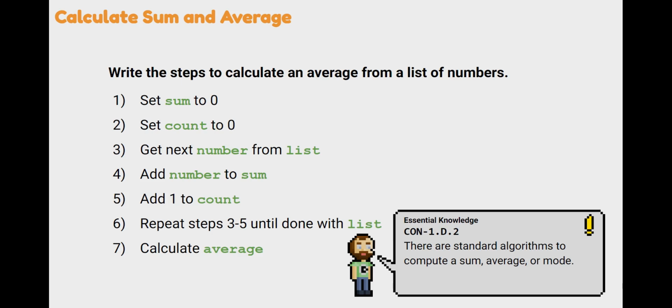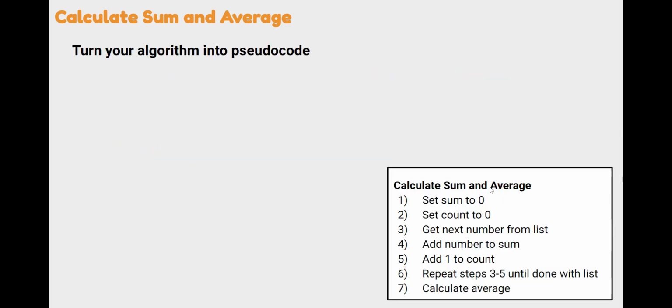We're going to repeat steps 3 through 5 until we're done with the list, and then we can calculate the average. This aligns with our essential knowledge: there are standard algorithms to compute a sum, average, or mode. Pause the video, turn your algorithm into pseudocode.